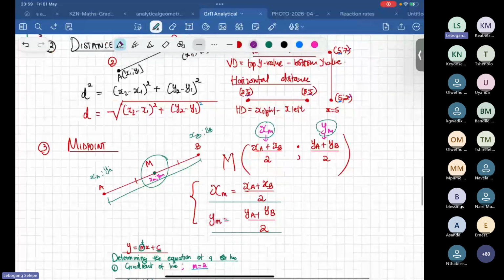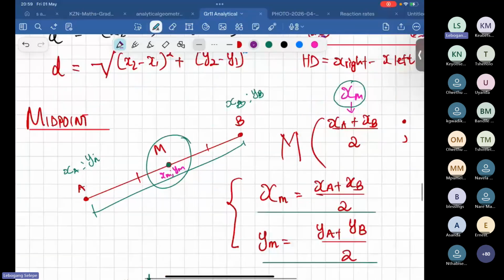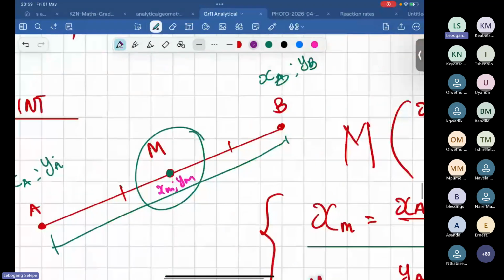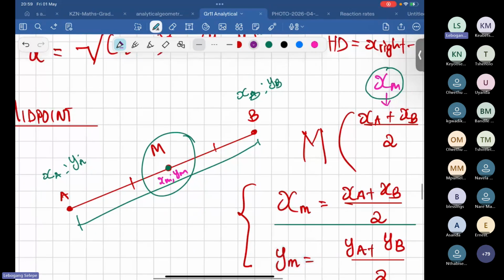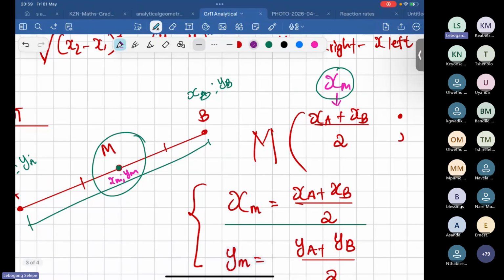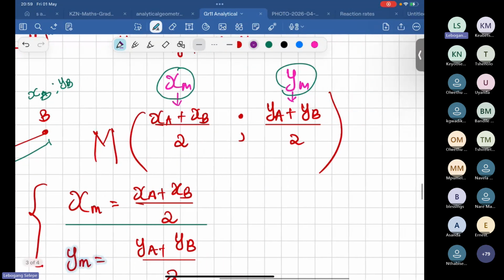And the second last thing to remind you is the midpoint, right? How do we calculate the midpoint of a line segment? So what is the midpoint? It's basically the point that is halfway between 2 points. So if I have 2 points, A and B, and I want to calculate the midpoint of the line segment AB, I just have to add the 2 x values, the x value of A and the x value of B, then divide that by 2, add the 2 y values, divide by 2, and that should give me the x value and the y value of the midpoint.